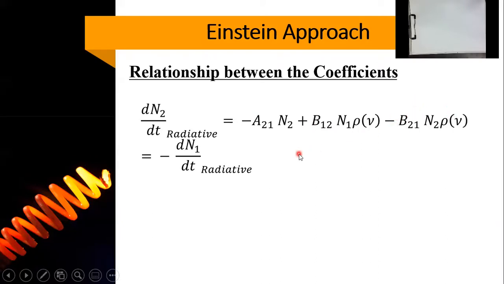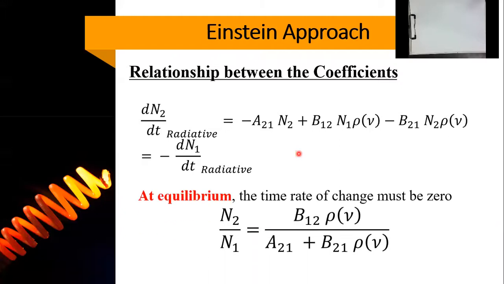In order to make this equation mathematically simpler, we assume what we call the thermodynamic equilibrium condition. I mean, we assume that dN2 by dt equals dN1 by dt equals 0. So that due to these three simultaneous processes, the number of electrons in N2 and N1 are kept constant.